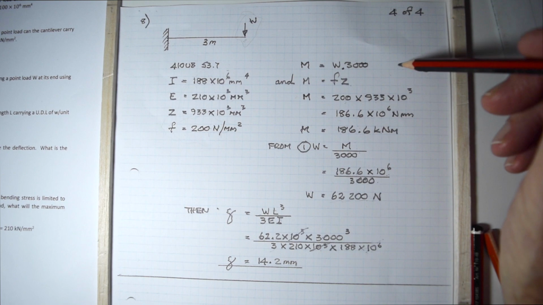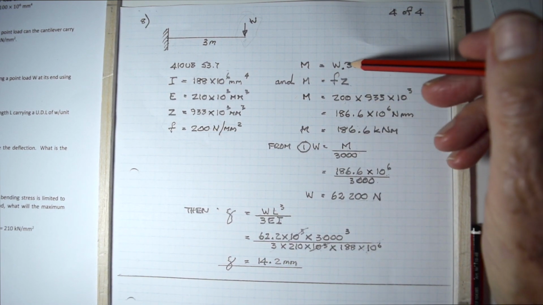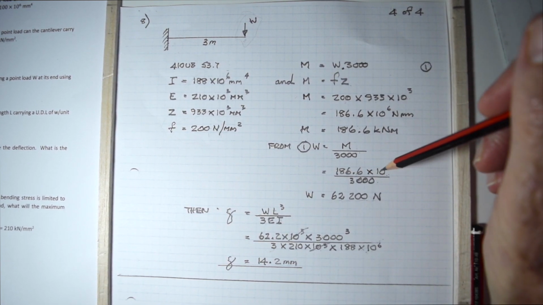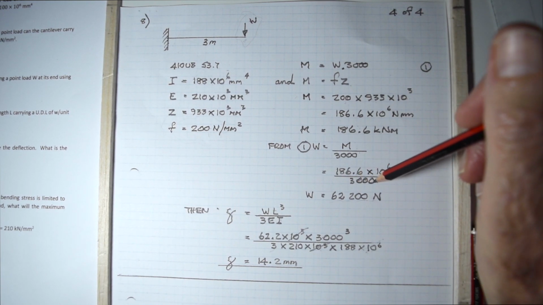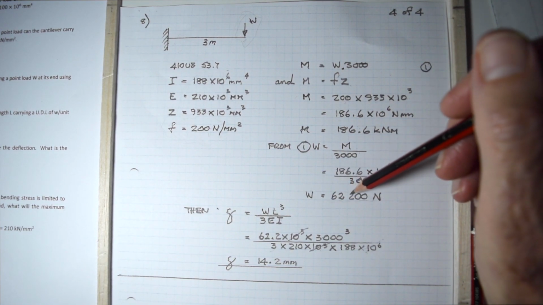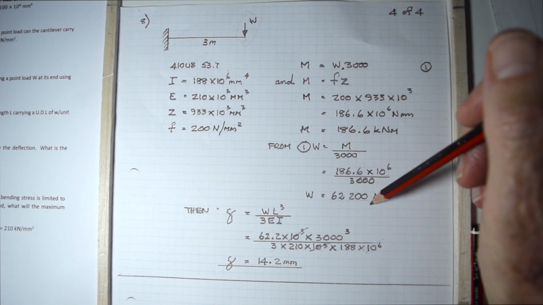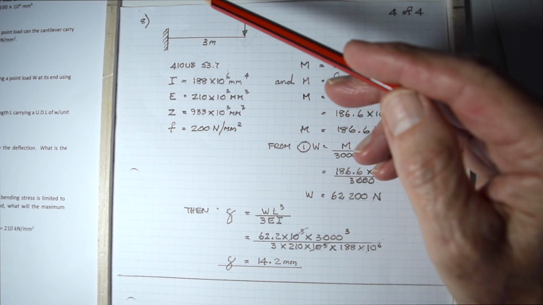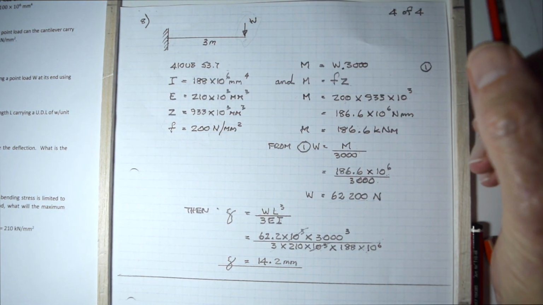So if we go back to equation 1 now, solving for W, we have M over 3000, transposing this formula, and the moment being 186.6 times 10 to the 6 to bring it to newton millimeters, divided by the span of the cantilever, 3000 millimeters, gives us a load of 62,200 newtons, or 62.2 kilonewtons. That is the load you can put on the end of this cantilever and not exceed a bending stress in the material at this point of 200 newtons per square millimeter.